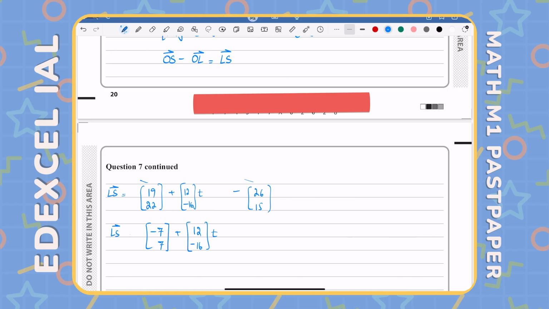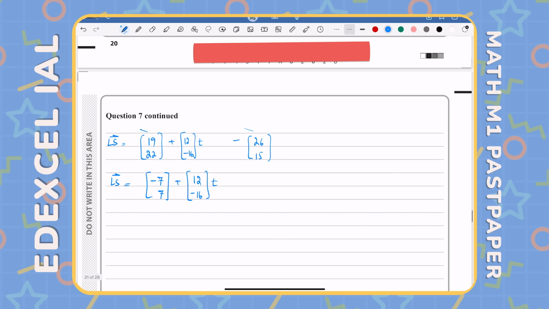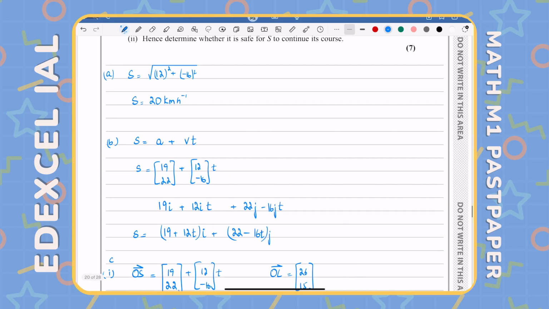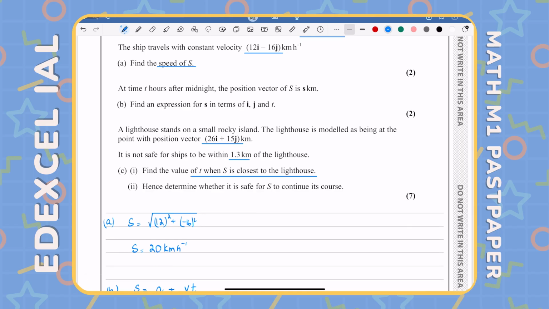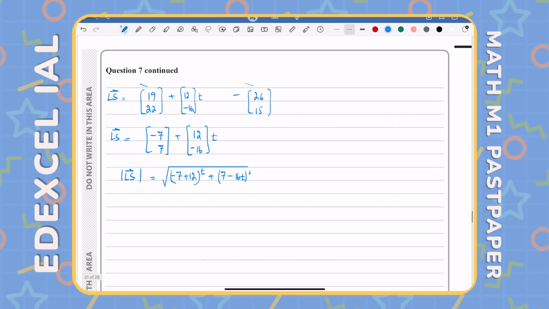This is basically LS. Now, if I want to find out the distance, it will basically be the magnitude. Okay, this is the displacement in vector form, in ij form. But if I want to find out the distance, that means I have to find out the magnitude of this vector, which means doing (minus 7 plus 12t) the whole thing squared, plus (7 minus 16t) the whole thing squared. And don't lose track of the question. The question is asking us to find out the value of t when S is the closest to the lighthouse. So this is basically the way to find out the distance.